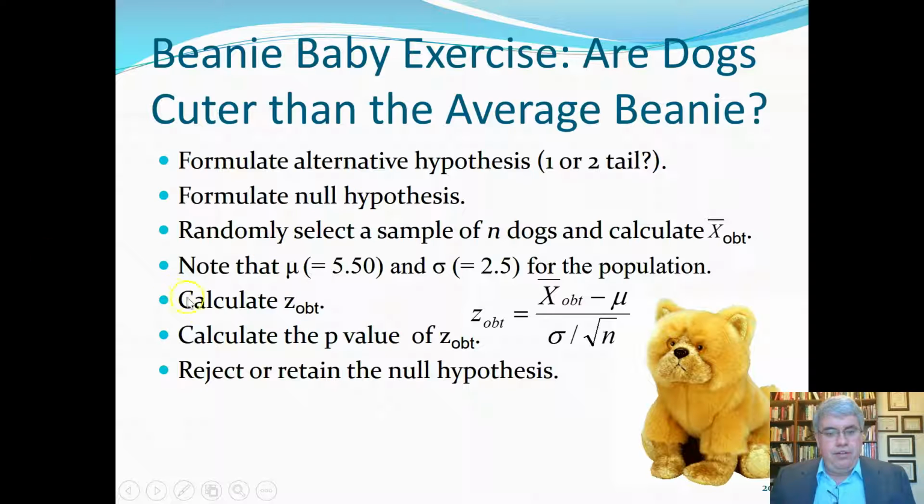And then we're going to use that information, the mean that we obtained from the sample and the population information, to calculate the z-statistic obtained from the sample using this formula. Then we'll calculate the p-value of z obtained, and based on the p-value, we'll reject or retain the null hypothesis. Low p-values mean that we reject the null hypothesis. High p-values mean that we have to retain it and say, oh, we don't know.